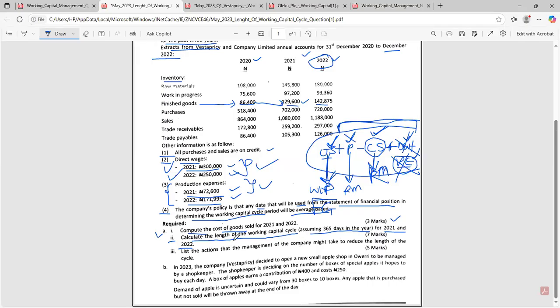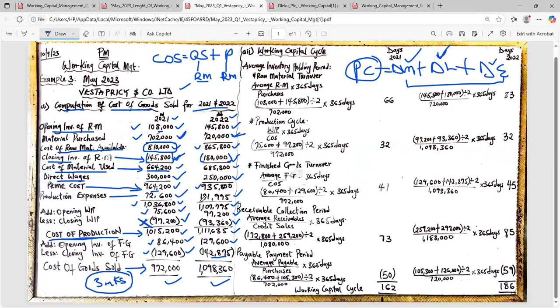It's not possible. Now, when we want to calculate the length of the working capital cycle, I told you that we need 3 things, and I will say it again. When you're calculating the length of a working capital cycle, also known as cash operating cycle, you need 3 things: your inventory, your debtors, and your creditors, which are your payables. Now come to my solution.